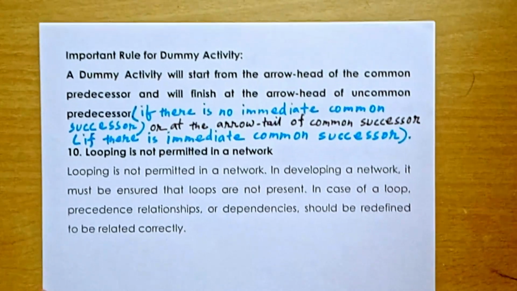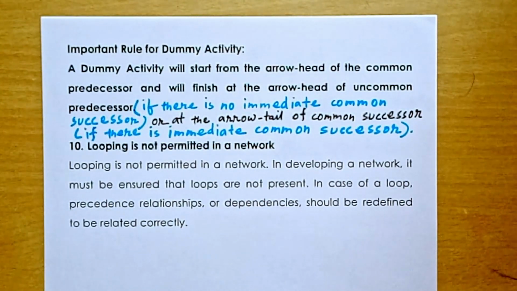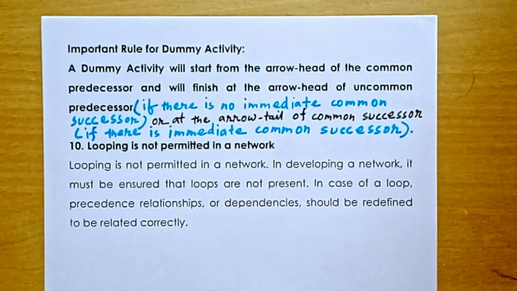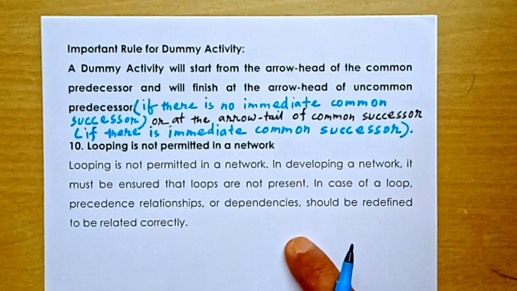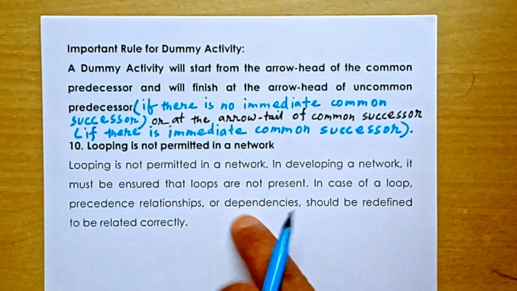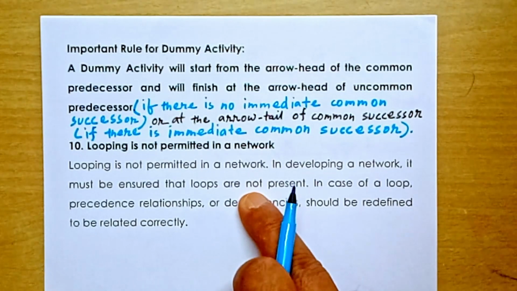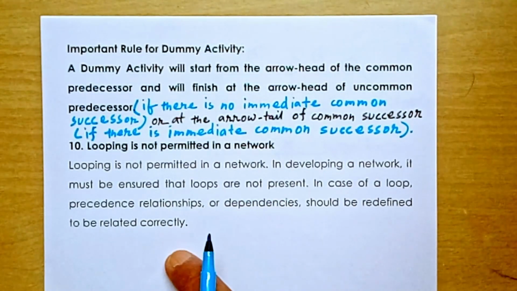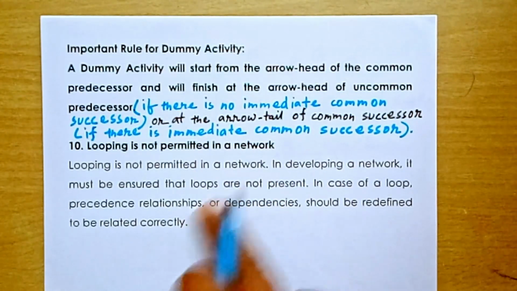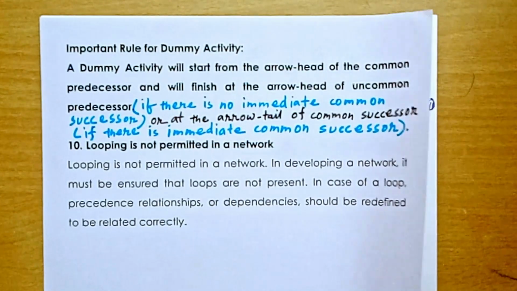Last rule of network drawing. Looping is not permitted in a network. In a network, there should not be any loop. See, suppose here is one node, then another node, and it comes back to the original node. This is called a loop. So this kind of looping is not allowed, not permitted in a network.